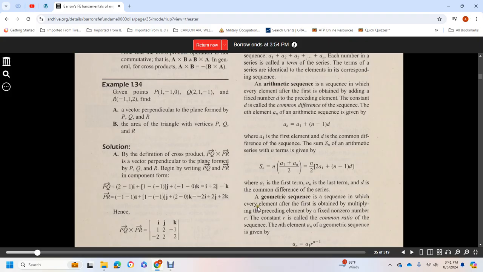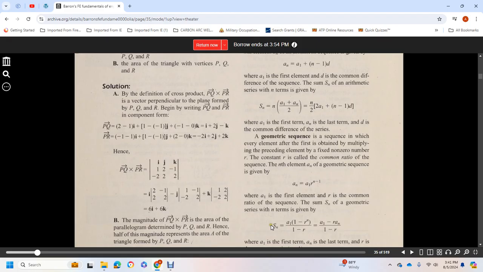Geometric sequences are sequences in which every element after the first is obtained by multiplying the preceding element by a fixed non-zero number r. The constant r is called the common ratio of the sequence. The nth element an of the geometric sequence is given as an equals a1 times r to the n minus 1, where a1 is the first element and r is the common ratio of the sequence.